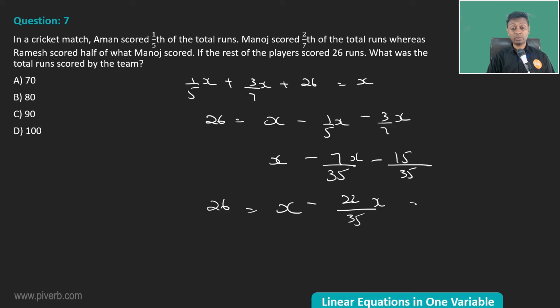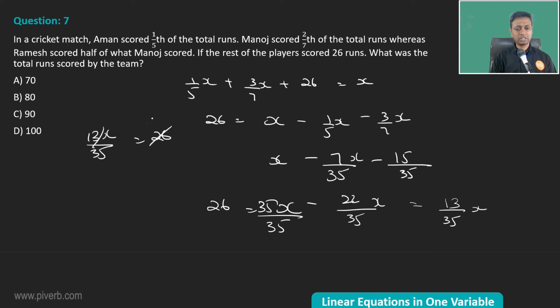22/35 is removed from x, or this is 13/35x. I'm writing this as 13x by 35 equals 26. This is 2. Or x is 2 into 35, which is 70. Total number of runs scored by the team is 70 runs.